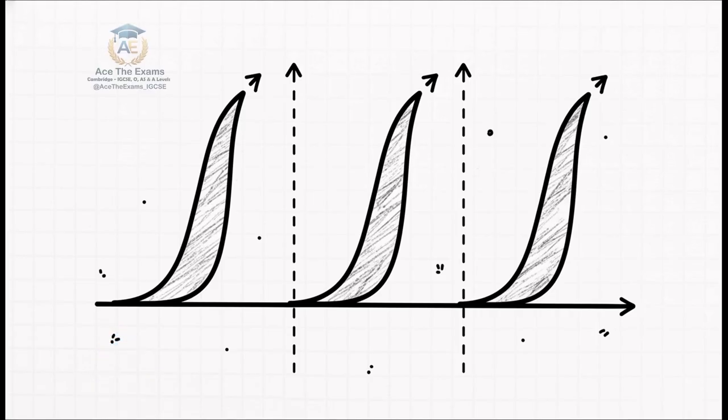Because of this, the tangent graph has no maximum or minimum value. It shoots off to infinity in both directions, and it repeats itself much faster, with a much shorter period of just 180 degrees. Boom! Full marks for that explanation.